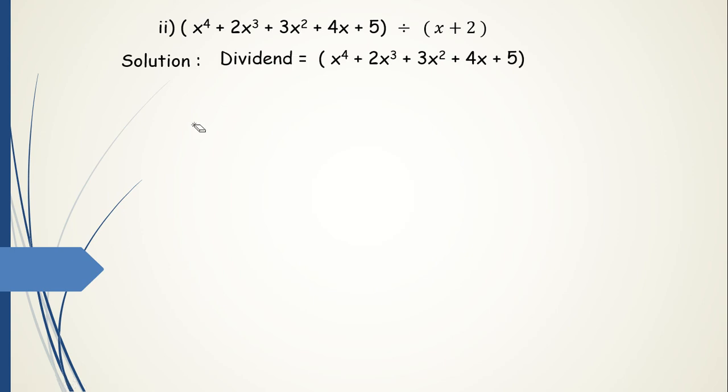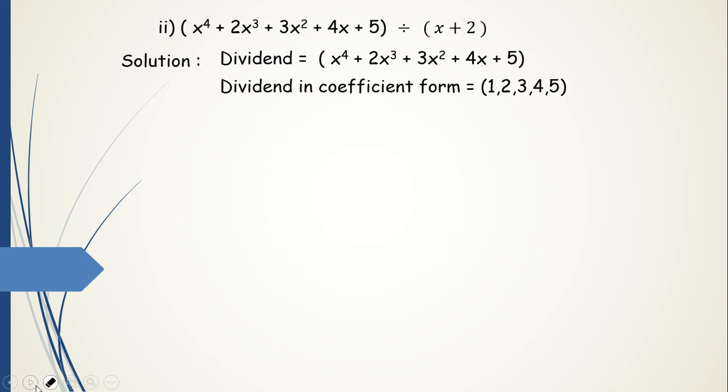Write down the dividend as it is, and just check: degree 4 means 5 terms should be there. 1, 2, 3, 4, 5 terms are there. So no term is missing and they are already written in standard form also. Now we write the coefficient form of it. Here the coefficient is 1, here the coefficient is 2, here 3, 4, 5. So the coefficient form is 1, 2, 3, 4, 5. And the divisor is x plus 2.